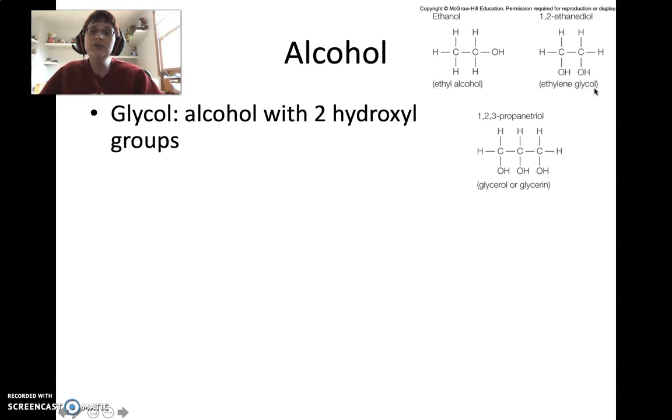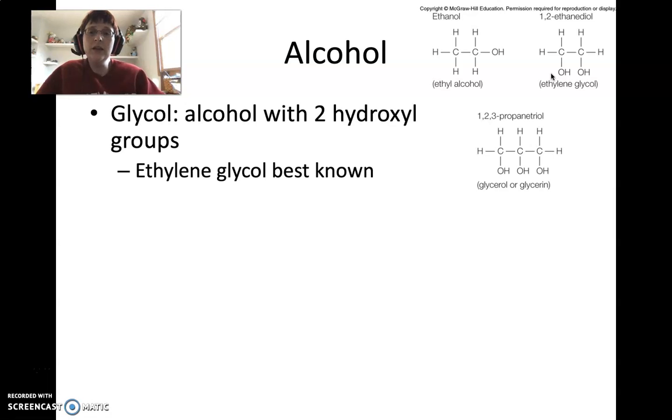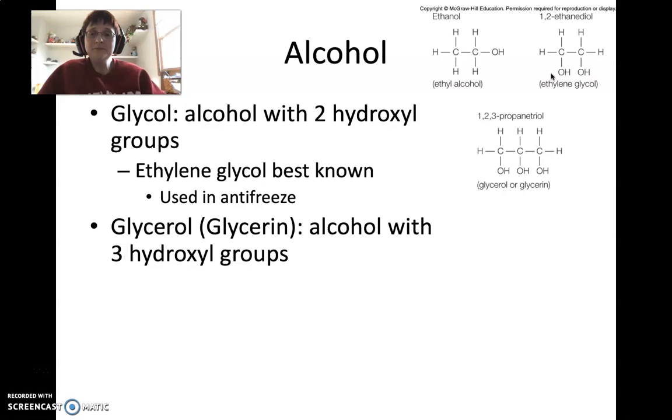Glycols are alcohols with two hydroxyl groups. You can see two of the hydrogens have been replaced with hydroxyl groups, with the OH. The one that you know best is this ethylene glycol, but you probably don't know it by that name unless you've read the ingredients on the bottle. It's the ingredient used in antifreeze. Ethylene glycol is one of the active ingredients in antifreeze to keep it from freezing. It is the toxic part in antifreeze.